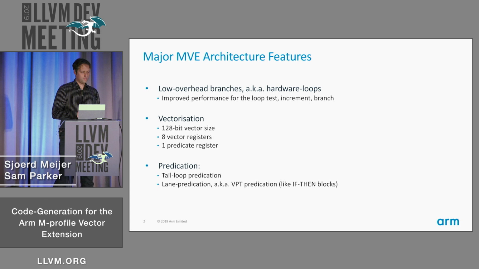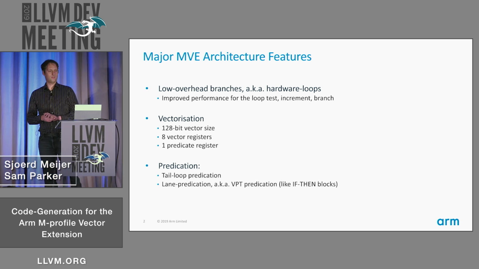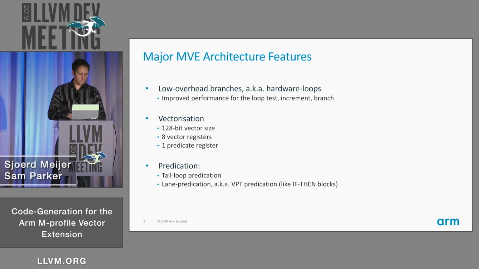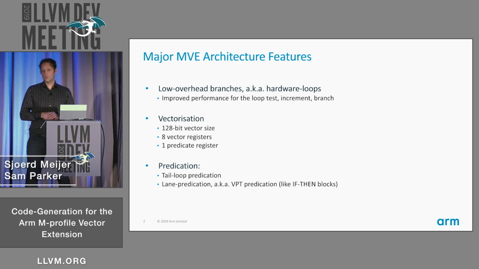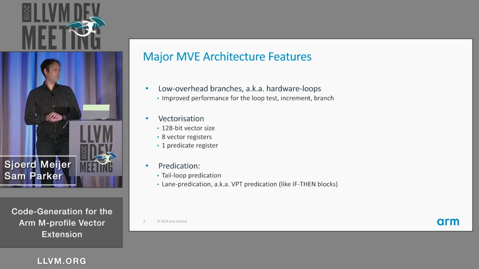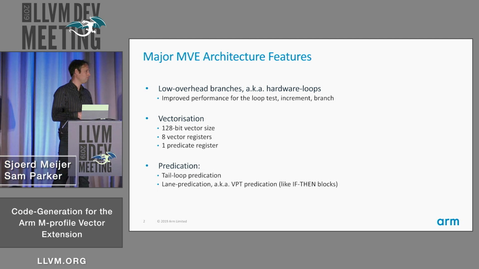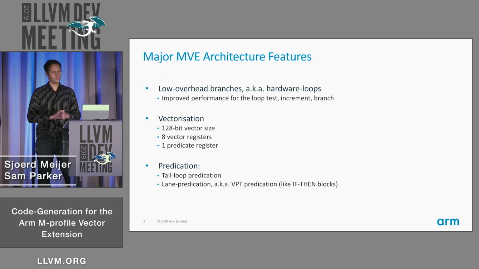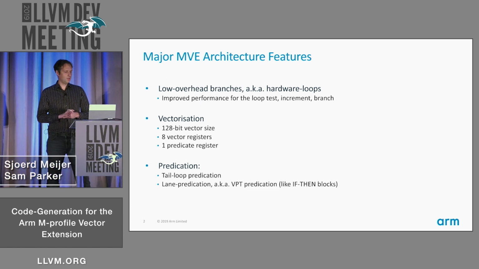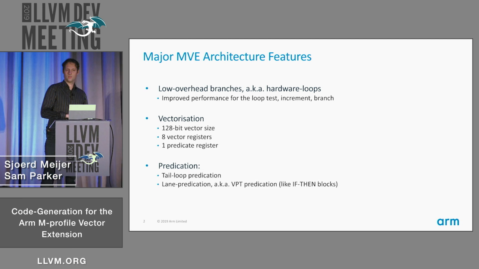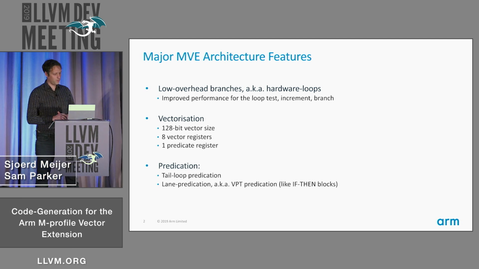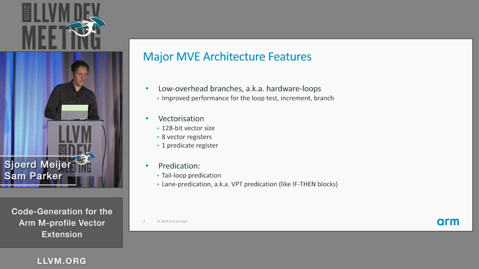The second one, the big one, let's say, is vectorization. Again, I'm not going into details. For this talk, it's enough to think about this as a fairly normal vector extension. You have your vector load, your vector add and store, etc. The vector size is 128-bit. That's also very normal. Slightly different, though, is that it has only 8 vector registers.